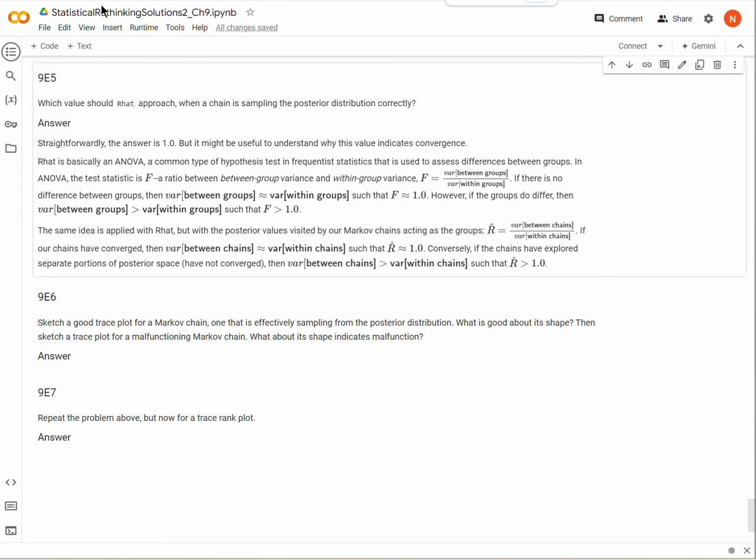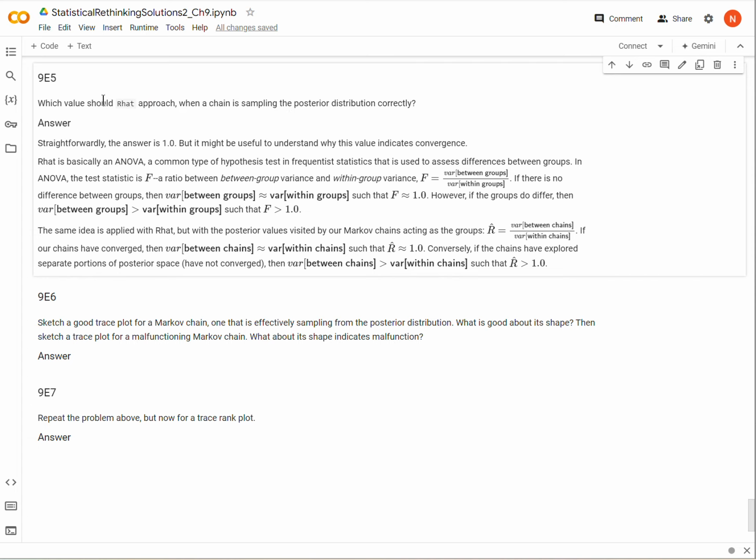Okay, so we are in Statistical Rethinking, second edition, chapter 9, and we are on question 9E5. Here's the question: what value should R hat approach when a chain is sampling the posterior distribution correctly?